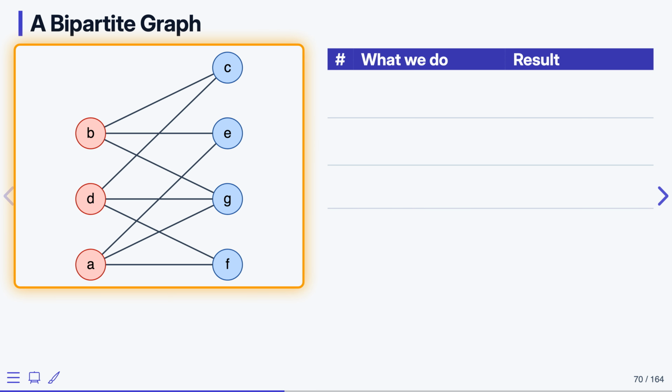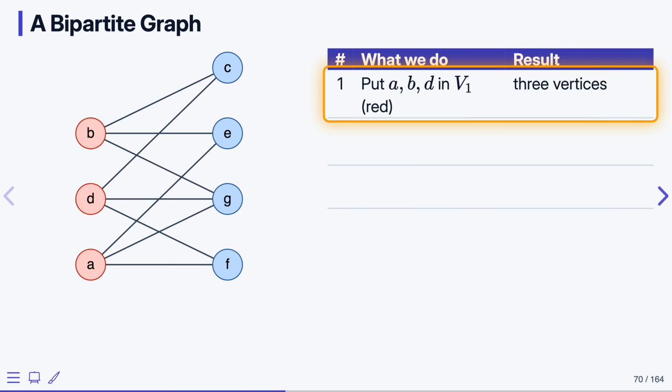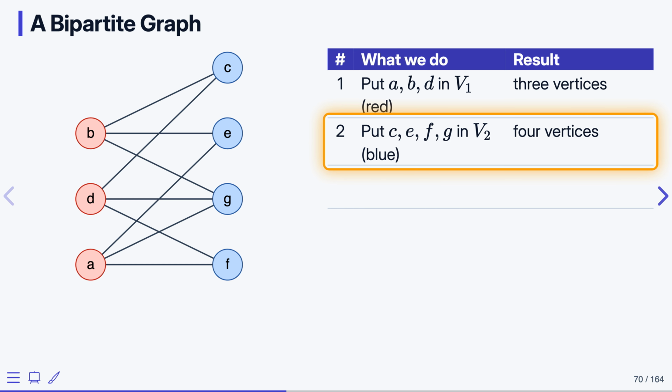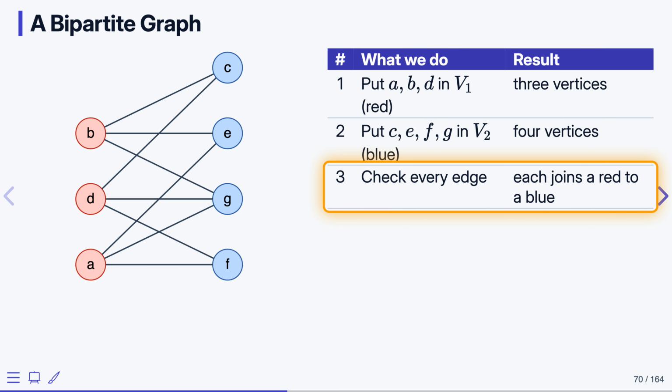Let's test this graph, one step at a time. Step 1, we propose a split. Put B and D in the first part. They are drawn red. Step 2, put C, E, F, and G in the second part. They are drawn blue. Step 3, now check every edge.